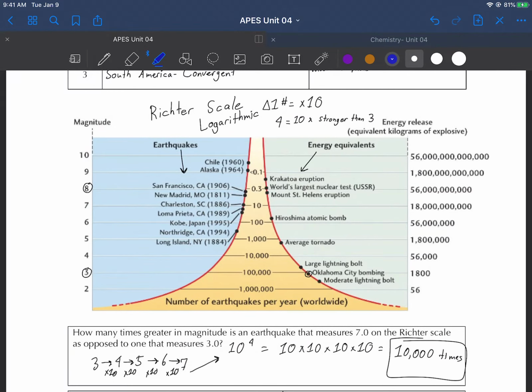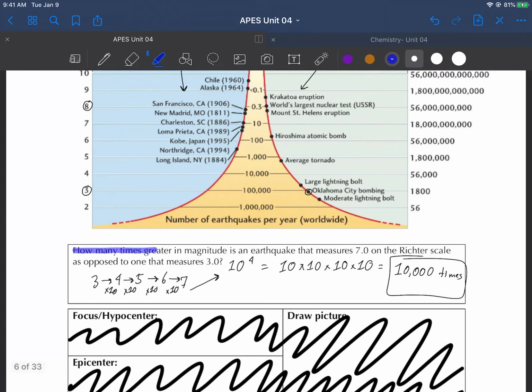All right. Earthquakes. They're measured with the Richter scale. It is a logarithmic scale, which means a change in one number is equal to a difference in power of a factor of 10. Your example here is that a 4 on the Richter scale is 10 times stronger than a 3 on the Richter scale, which means a 5 would be 100 times stronger than a 3. And that leads to our question, how many times greater in magnitude is an earthquake that is a 7 as opposed to a 3? It is 4 steps from 3 to 7, so 10 to the 4th, or 10,000 times.